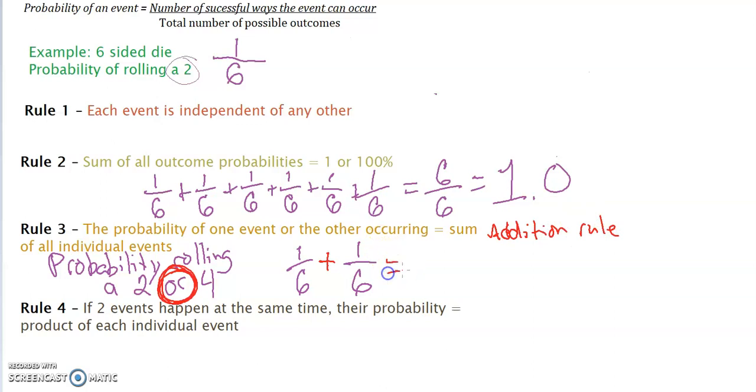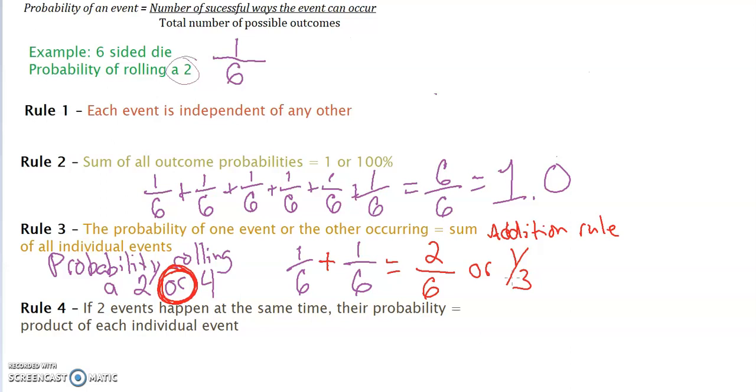So if we add these together, remember your good old fraction rules. Adding fractions, 1 plus 1 is 2 out of 6. So our chance of rolling a 2 or a 4 is 2 out of 6. Or you could simplify that to 1/3 or 33%. That is totally up to you. So the addition rule is going to be used when we are talking about one time or one event, but we could have multiple options.